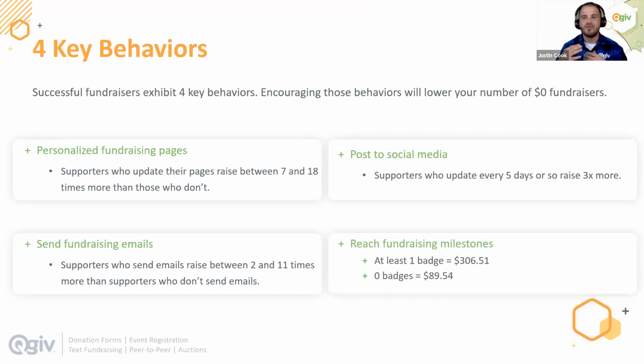And finally, reaching fundraising milestones. We see in our peer-to-peer event system that if a supporter can get at least one fundraising badge, they on average raise $306.50 compared to supporters that have no badges. They tend to only raise $89.54. And the research from this turned up some really fascinating statistics.